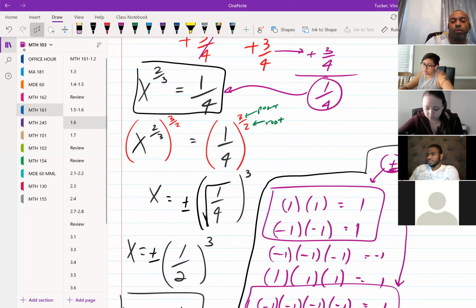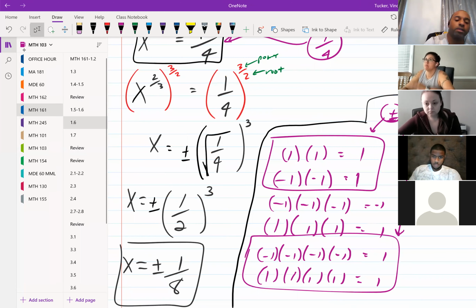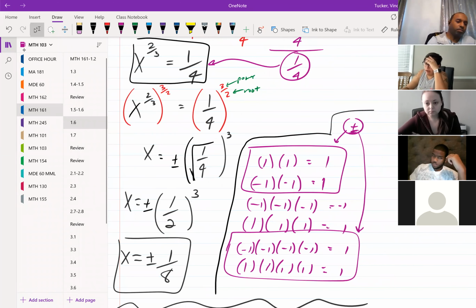So taking the square root of 1/4 is 1/2. Then cubing 1/2 is 1/8. So our answers will be plus or minus 1/8. All right, questions on that?